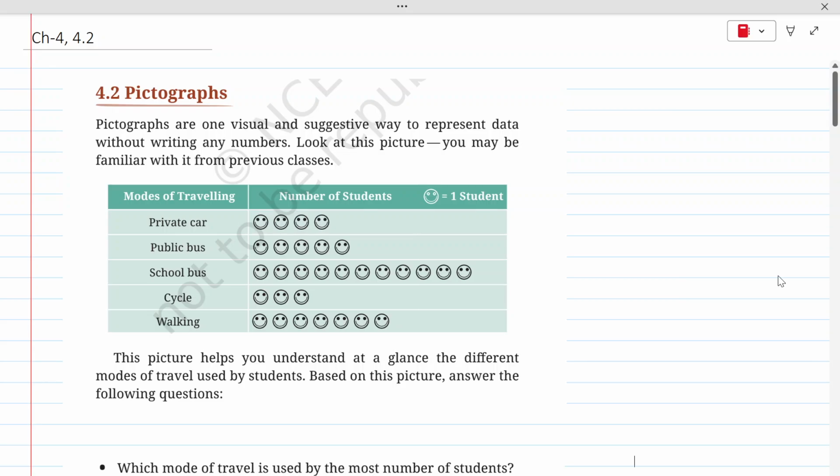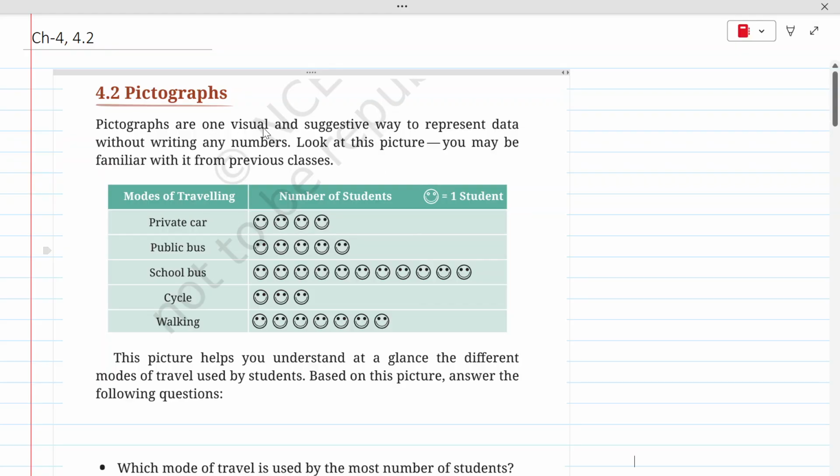Hello kids, so I hope you have revised the portion 4.1 at your home, and in today's class we are going to pick the next topic, that is pictograph. Pictograph is something which we have already done in our grade 4 and grade 5 both. Okay, so let us start with this.